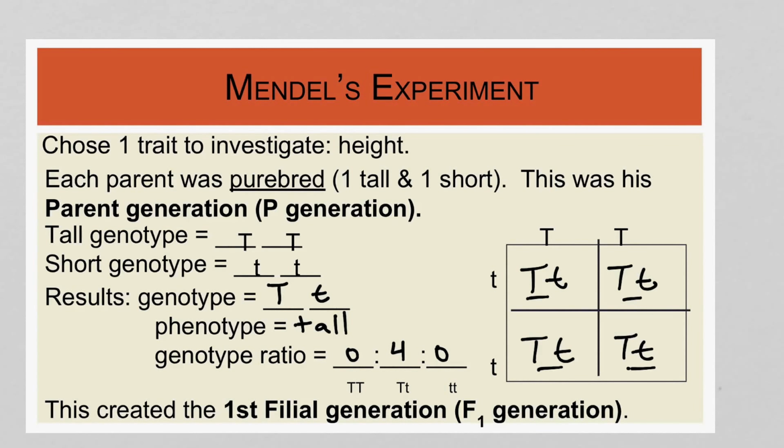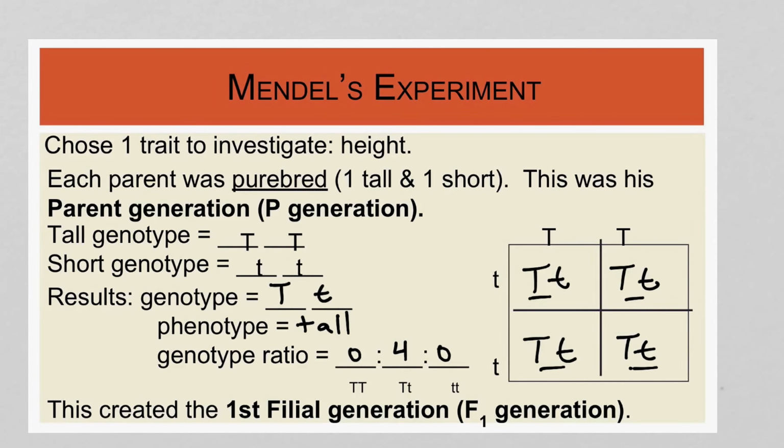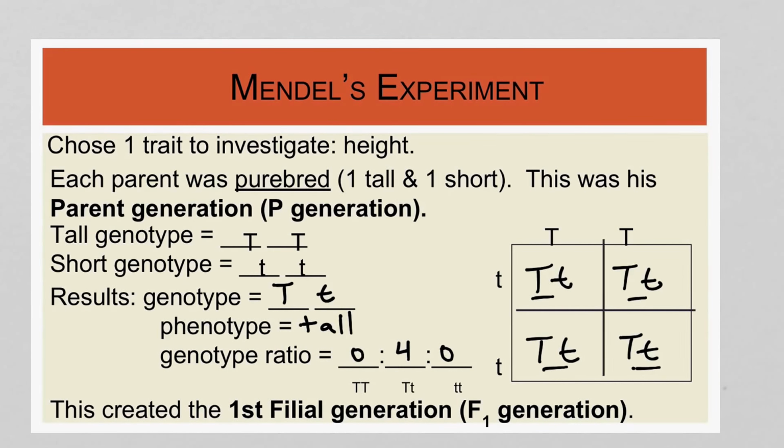So when you're setting up this type of work, the purebred parents are considered the P, or parent generation. The first generation of offspring is considered the first filial generation. And so to Mendel, this was really interesting because he had a short plant to begin with, and now the short trait has sort of disappeared. And so that led him to think, is it gone forever? Where is the short trait?